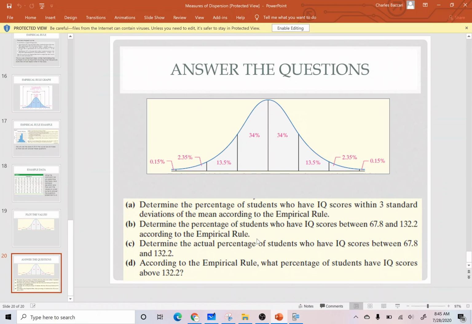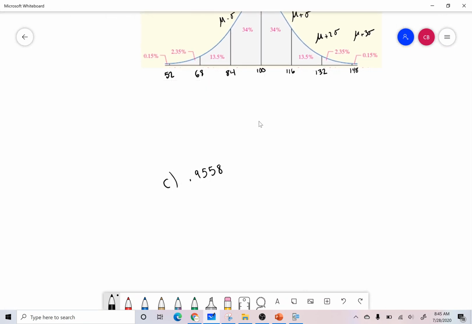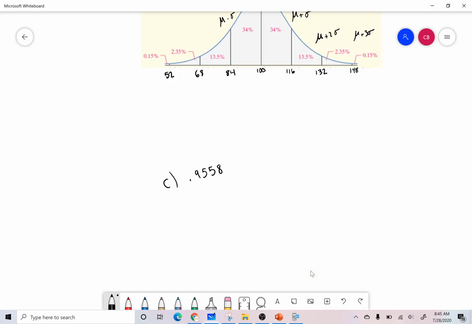That takes a little bit more work. For that, we'd use a normal distribution and we'd use the calculator to determine it, which I've done for you. And that number turns out to be this number here that I showed earlier, 95.9558. That's because there's a little bit more on the outside here and a little bit more on the outside here as well. Okay. And then, according to the empirical rule, what percent of students have IQ scores above 132.2?